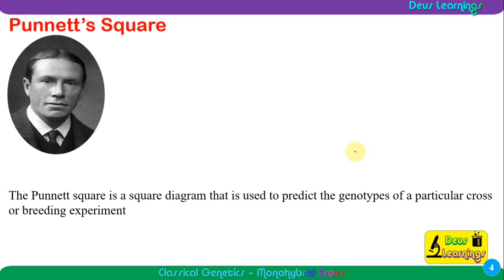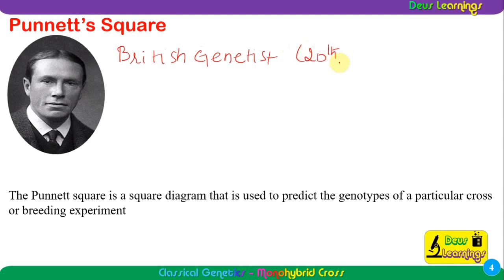So let's have a brief look at Punnett. Punnett was a British geneticist, born on 20th June, this same month, right? In 1875. He studied at the University of Cambridge.